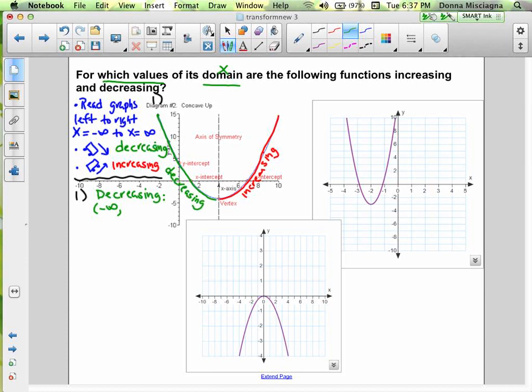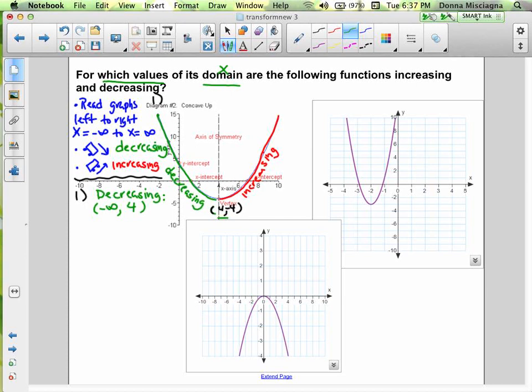So negative infinity, the vertex is at, I'll put that in another color so you don't confuse it with increasing and decreasing. The vertex is at 4, what is that? Excuse me, 4, negative 4. So the graph is decreasing from negative infinity to 4, right? It's the x value.